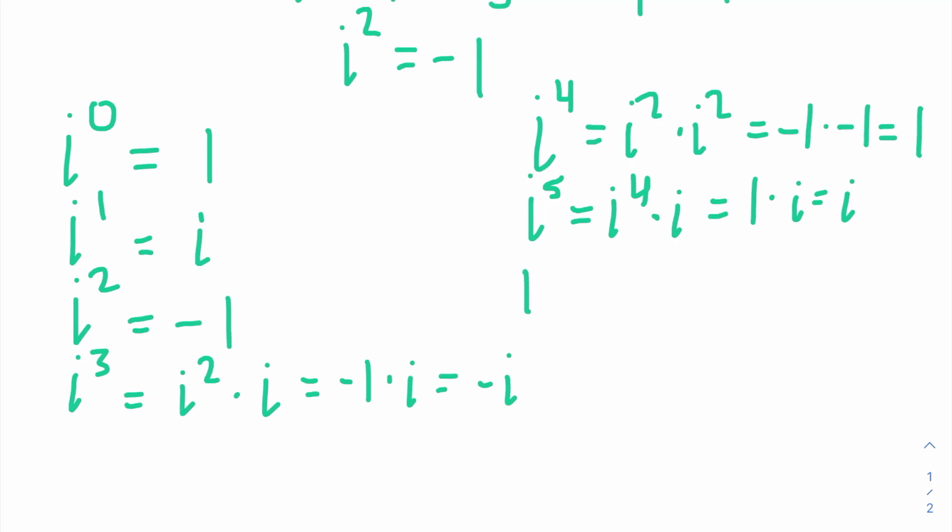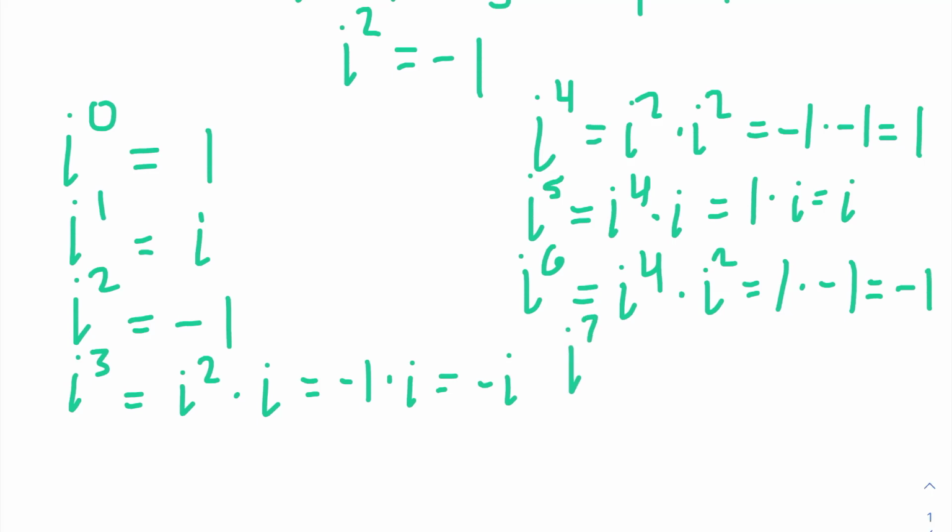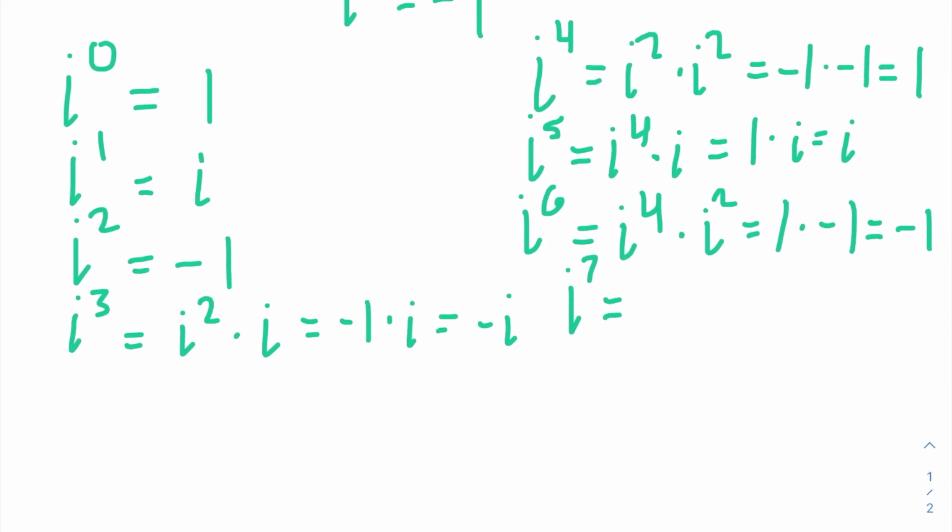Now what about i to the power of 6? Well, that is just i to the power of 4 times i to the power of 2. i to the power of 4 is 1, and i to the power of 2 is negative 1. So you have 1 times negative 1, which is just negative 1. Now what about i to the power of 7? i to the power of 7 is just i to the power of 4 times i to the power of 3. And i to the power of 4 is 1, and i to the power of 3 is negative i. So we get negative i.